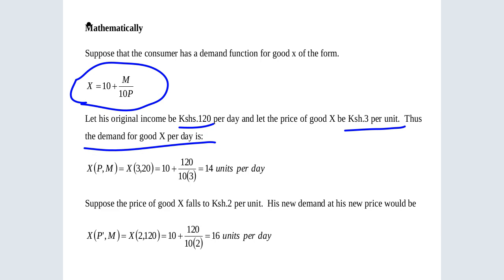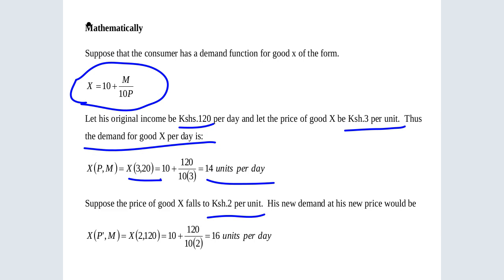So we can compute the units of commodity X needed. We replace the value of income and that of the price in the equation. So at the current price, 14 units of commodity one are needed. Now, the price of good one falls to 2 shillings, that is from 3 shillings to 2 shillings.